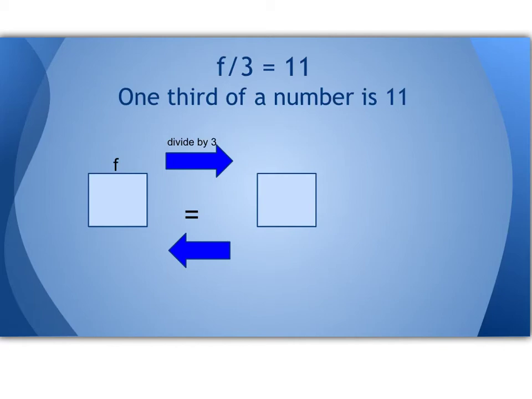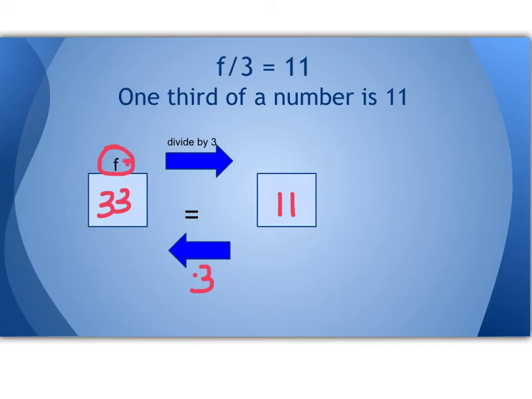In our next one, it says f divided by 3 equals 11. Or in other words, 1/3 of a number is 11. So we start out with the variable f, right here. We say we're going to divide by 3, and it will give us 11. Now we work backwards. Instead of dividing by 3, I'm going to multiply by 3. 11 times 3 is 33, so f equals 33.